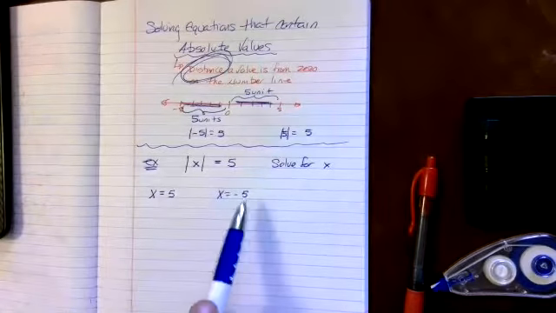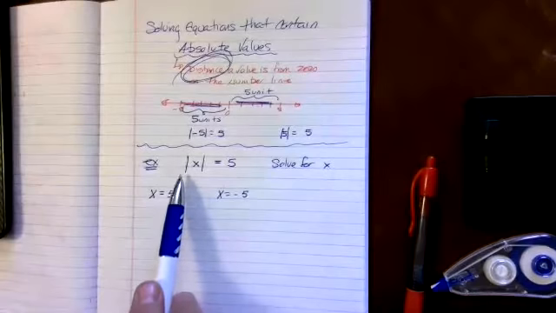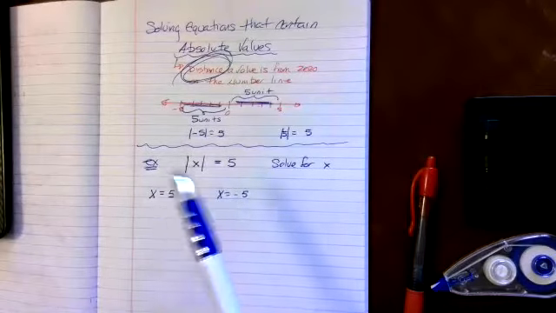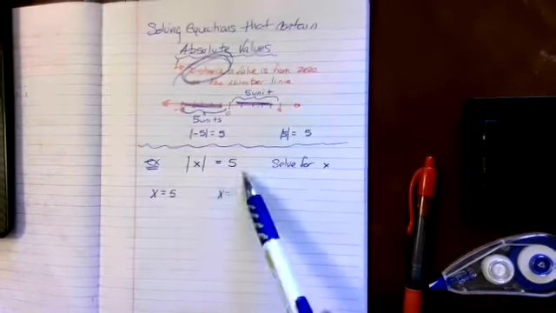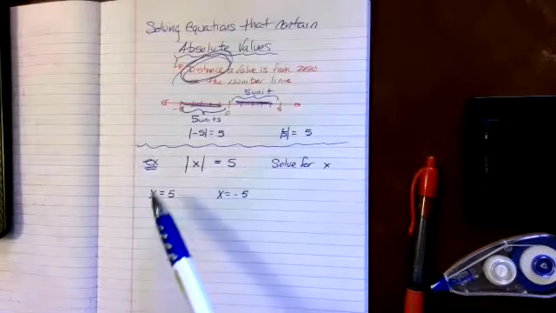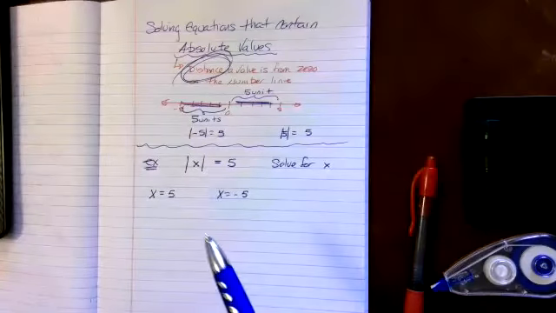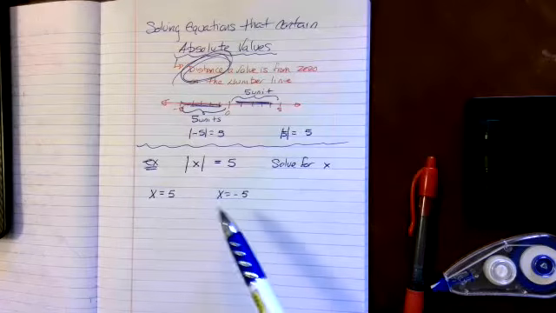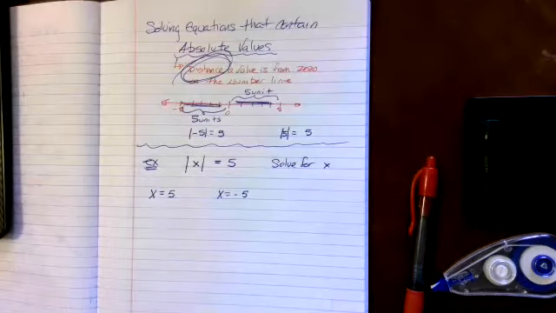Because both of those, when I substitute it back into the original equation, create a true statement. The absolute value of 5 is equal to 5. And the absolute value of -5 is equal to 5.